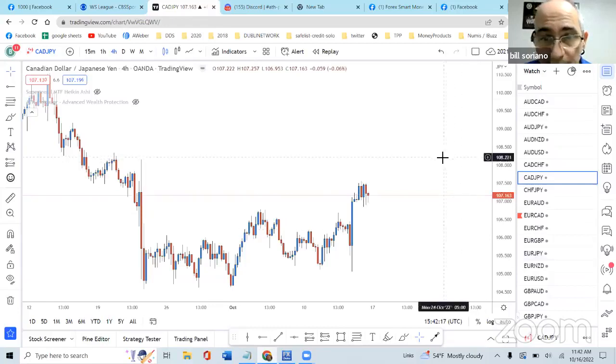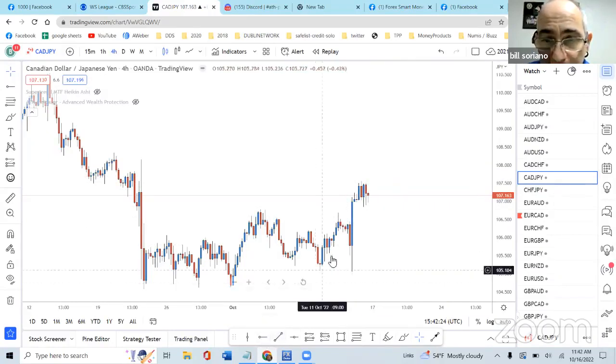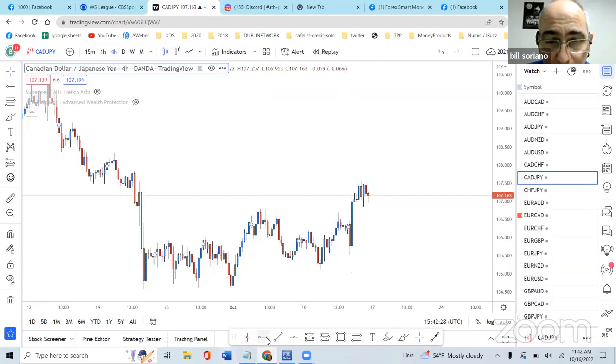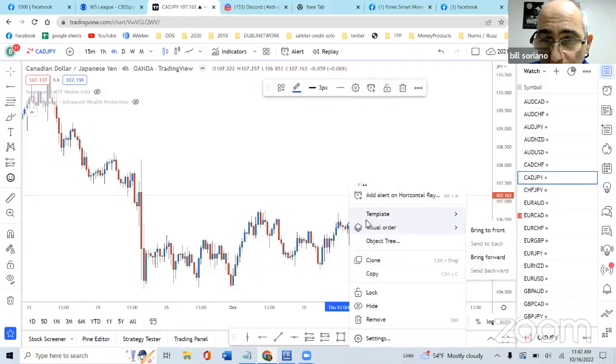So if we come over here, right, we have a break of internal structure here. So we can identify this banker candle right here as the area of interest where we would want to take a buy. Right there. So we're going to set our alert right there.